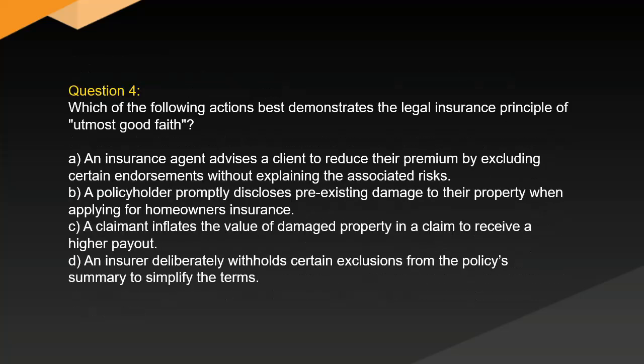Question 4. Which of the following actions best demonstrates the legal insurance principle of utmost good faith? A. An insurance agent advises a client to reduce their premium by excluding certain endorsements without explaining the associated risks. B. A policyholder promptly discloses pre-existing damage to their property when applying for homeowners insurance. C. A claimant inflates the value of damaged property in a claim to receive a higher payout. D. An insurer deliberately withholds certain exclusions from the policy's summary to simplify the terms.